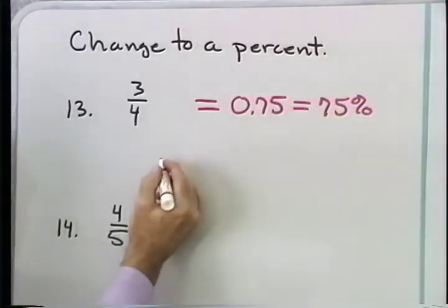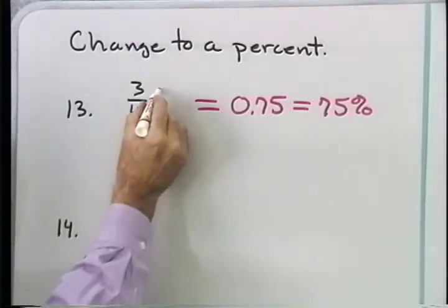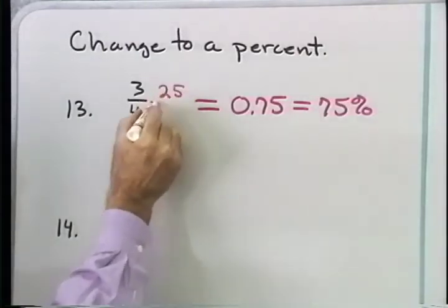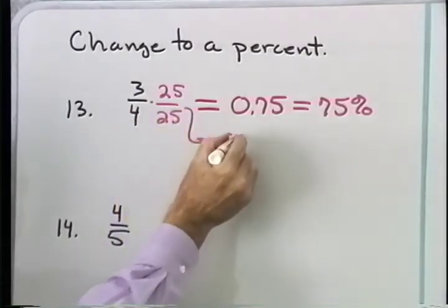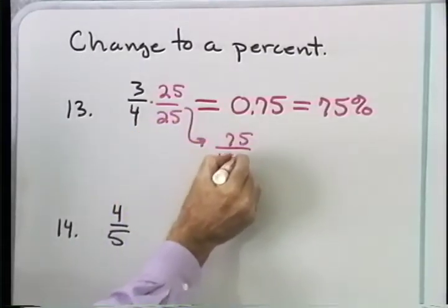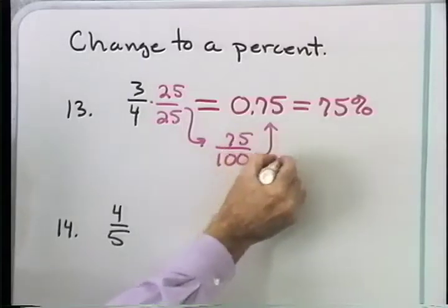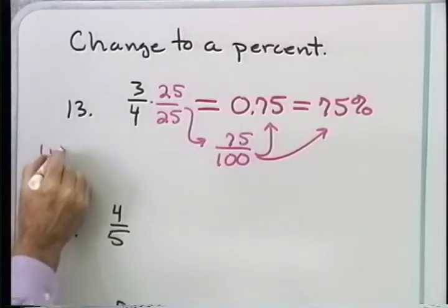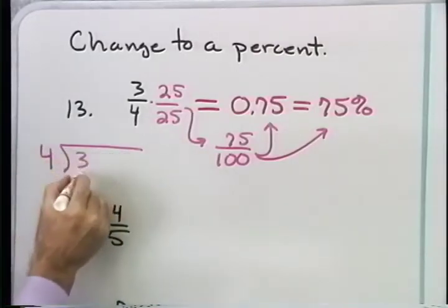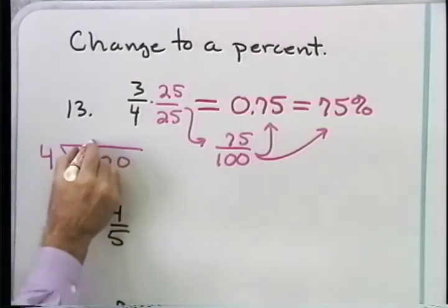Well, there's a couple of ways. One thing I could do is multiply the numerator by 25 and the denominator by 25, and then that would be 75 over 100, which is either 0.75 or 75%. Another way to do it would be to take 4 and divide it into 3 to get that decimal. So I'll put some zeros in.